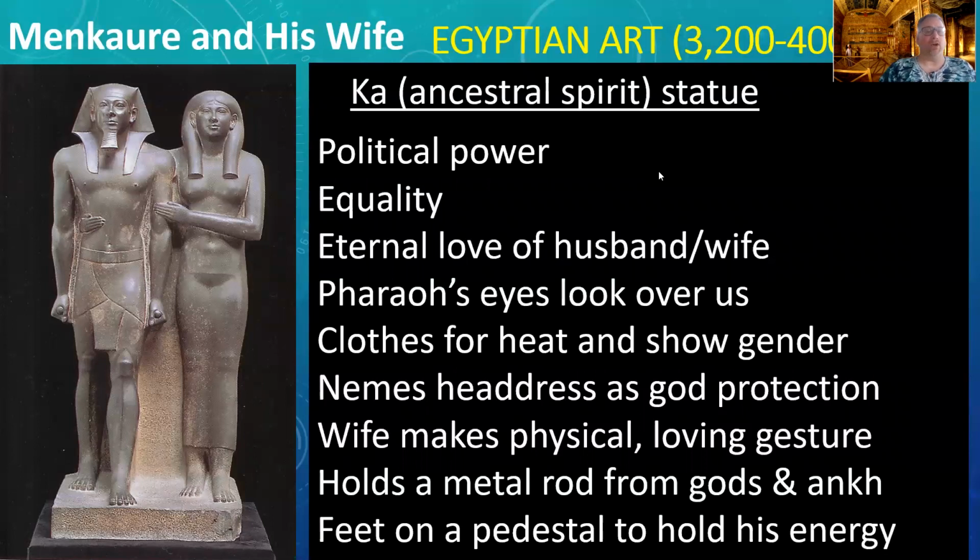Note the aspect of the equality. The men and the women are almost the same height here. Note the idea of eternal love, again, between a man and a woman. Now, Menkaure, the pharaoh here, if you remember that name, is the builder of the smallest of the 3 pyramids at Giza.